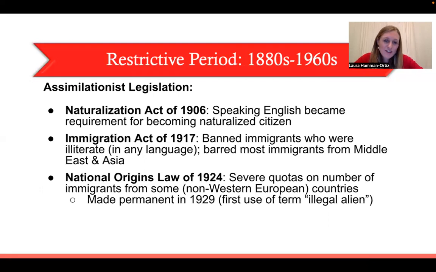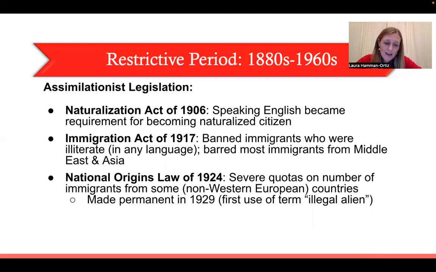So we saw some legislation then that aligned with this assimilation mentality. One was the Naturalization Act of 1906, and that was when speaking English became a requirement for becoming a naturalized citizen. The Immigration Act of 1917, which banned immigrants who were illiterate in any language, and it also barred most immigrants who were from the Middle East and Asia.